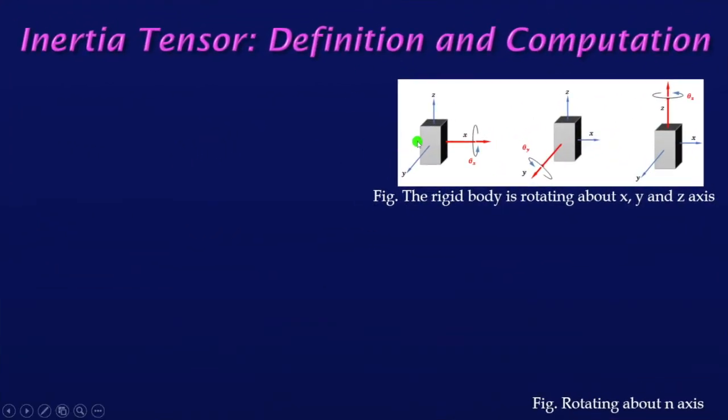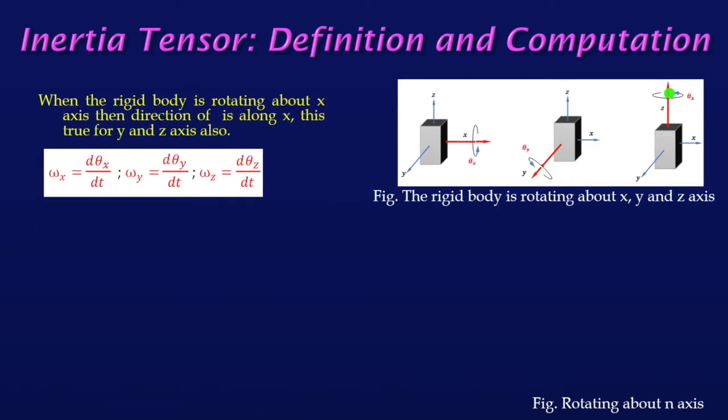Let us consider a rigid body rotating about the x axis. The angle of rotation is theta x. The same rigid body rotating about the y axis has angle of rotation theta y, and similarly theta z for rotation about the z axis. In all the cases it is the same rigid body, but the only difference is that it is rotating about the x, y and z axis respectively.